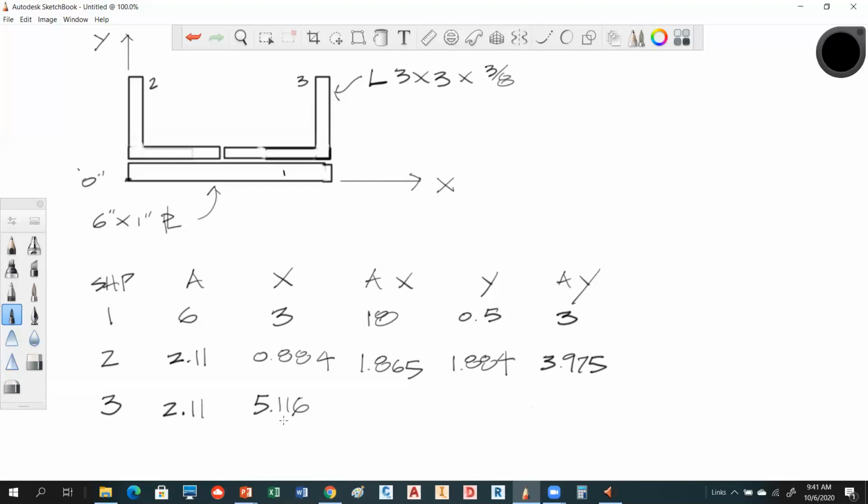So we now take the x value times the area value. So we have 5.116 times 2.11. And that gives me 10.795. You agree with that?